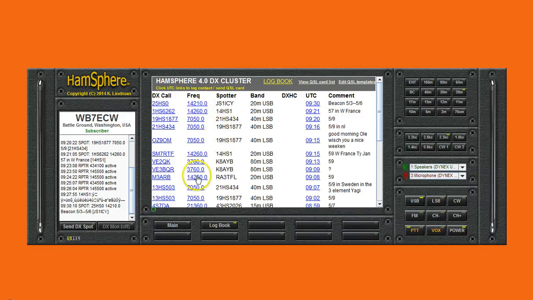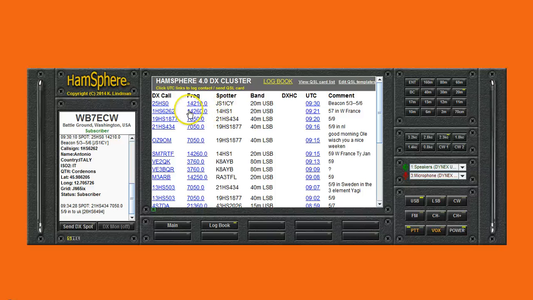So if you're just on and you're trying to find somebody, you could go to this and then click on these frequencies to find them. Now, I just want to warn you, 14 is France here, and 1HS is Italy. Okay? So right now, this time of day, France and Italy have a path to each other on 20 meters. But I don't. I'm on the west coast of the United States.